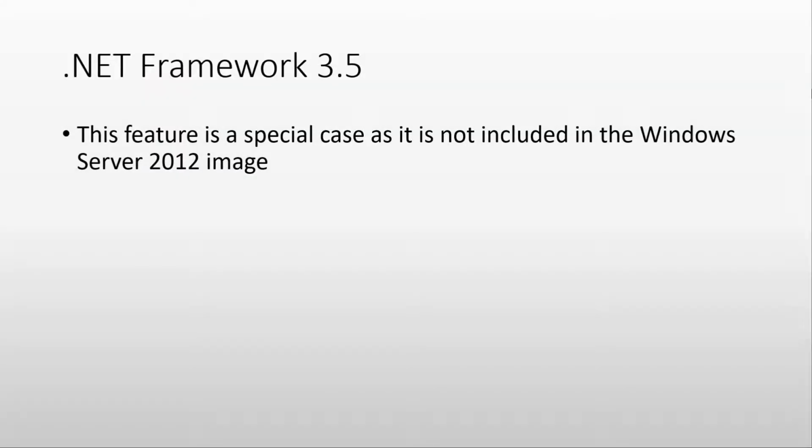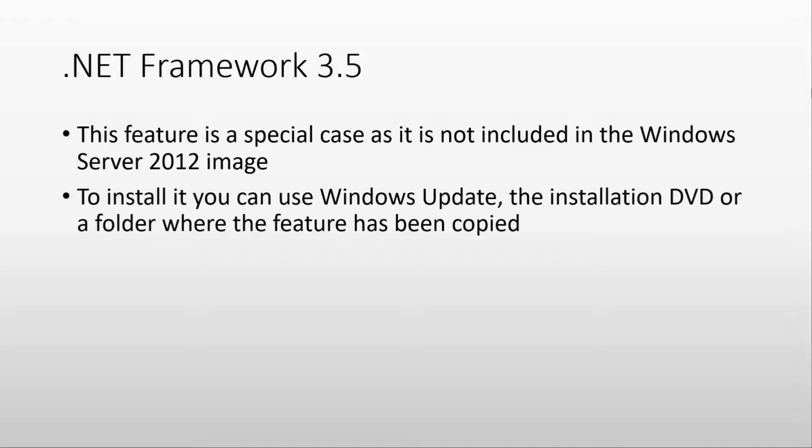Let's also talk about .NET Framework 3.5. .NET 3.5 is not installed by default on Windows Server starting with 2012 and up, but you can install it as a feature on demand. The only problem is this is a special case, because it's really not included in the install.wim, it's directly on the installation DVD. So you could either use again Windows Update, insert the DVD and take it from there, or copy the folder from the DVD and put it somewhere in a share, for example.